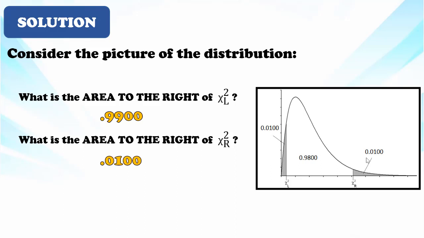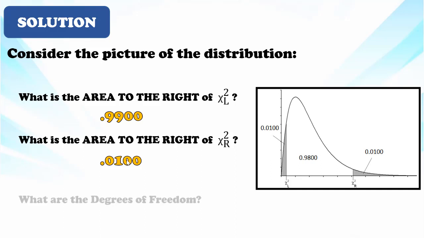0.0100. If you haven't noticed, the two areas that we get, the area to the right of chi-square R and the area to the right of chi-square L, will always add up to 1, because the first area, the area to the right of chi-square L, is going to be the central region plus 1 tail. And then the area to the right of chi-square R is 1 tail. So that means the total here would be the central area plus 2 tails, which would be the entire distribution, because we carry the same area in each tail.